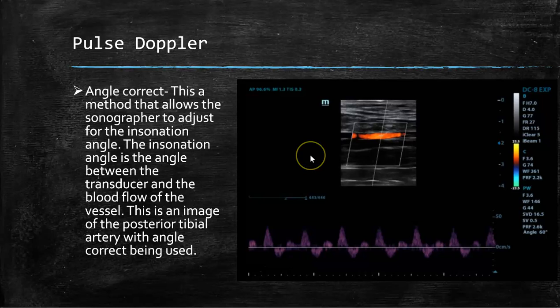Pulse Doppler. So pulse Doppler also has angle correct. This is a method that allows the sonographer to adjust for inclination angle. The inclination angle is between the transducer and the blood flow of the vessels. So right here is just this line that comes through. That's what the angle correct is.